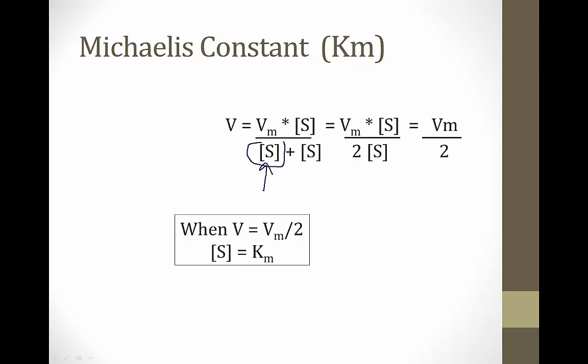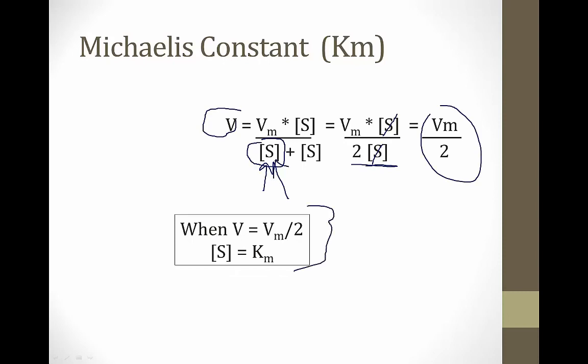Instead of writing Km, I've written the concentration of S. Now we're going to put this together, and we get 2S on the bottom right here. On the top, we still have Vmax times S, because that's the numerator of the Michaelis-Menten equation. Now the S's cancel out, and we have that when V is equal to Vmax over 2, then Km must be equal to S. And that's what I've shown right over here.